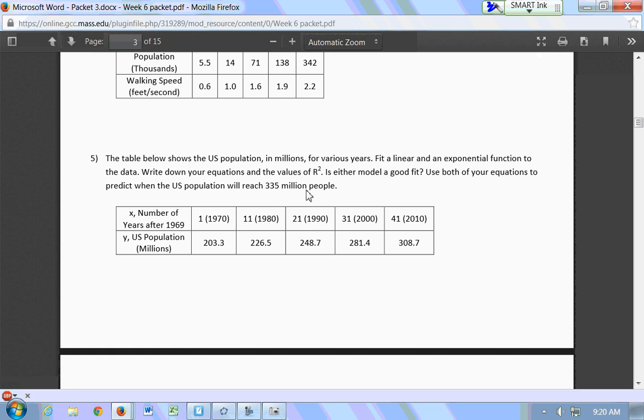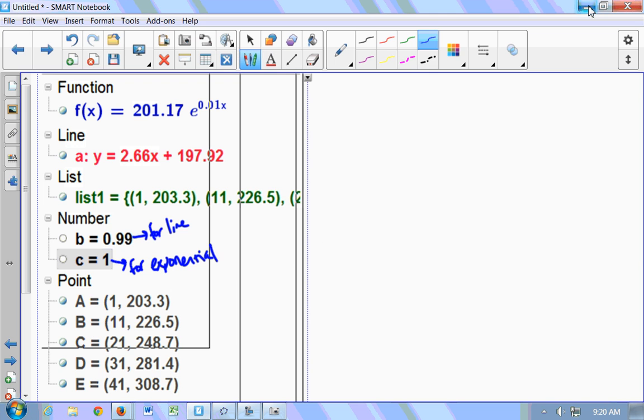So 335 million people, is that an X or a Y value? Y. Yep. Because it says that Y is US population, right? X is time. So I'm going to put in 335 for Y into both of those equations, and I want to solve for X.